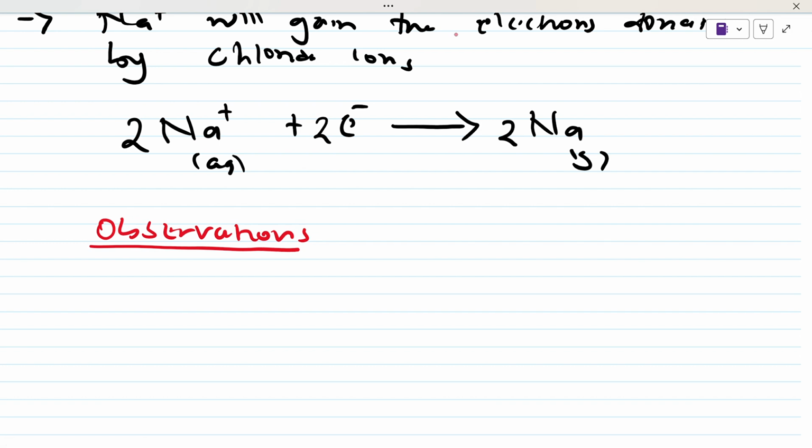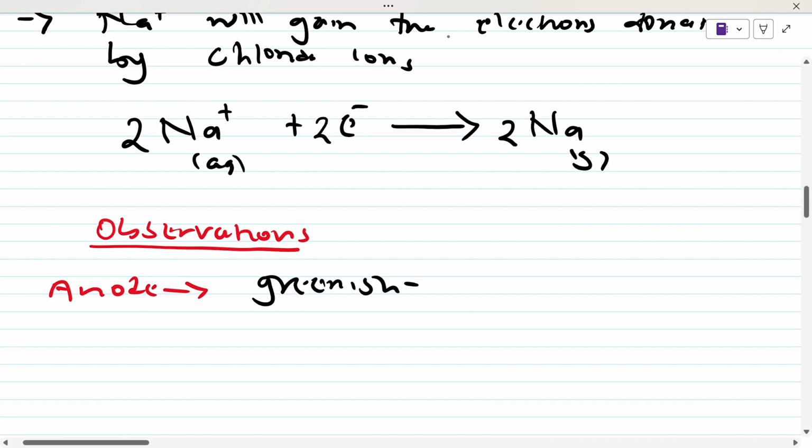Now, at the anode, we have specific observations. What moved at the anode was chloride ions. They formed chlorine gas by giving us 2 electrons. So what will be observed is color of chlorine gas. And chemists know that chlorine gas is a greenish yellow gas. We call it greenish yellow gas.